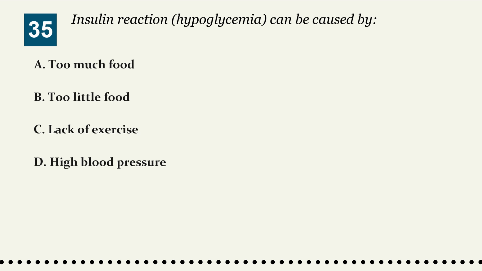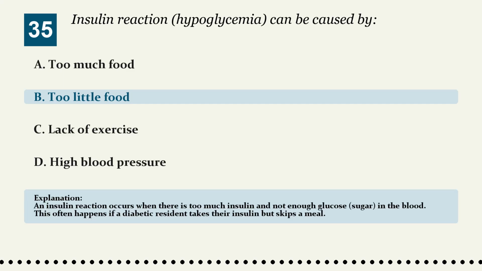Question 35. Insulin reaction, hypoglycemia, can be caused by: Option A, too much food. Option B, too little food. Option C, lack of exercise. Option D, high blood pressure. The correct answer is option B, too little food. An insulin reaction occurs when there is too much insulin and not enough glucose, sugar, in the blood. This often happens if a diabetic resident takes their insulin but skips a meal.